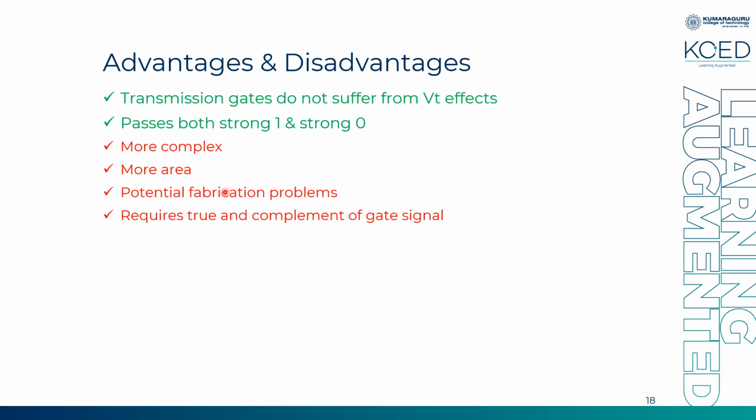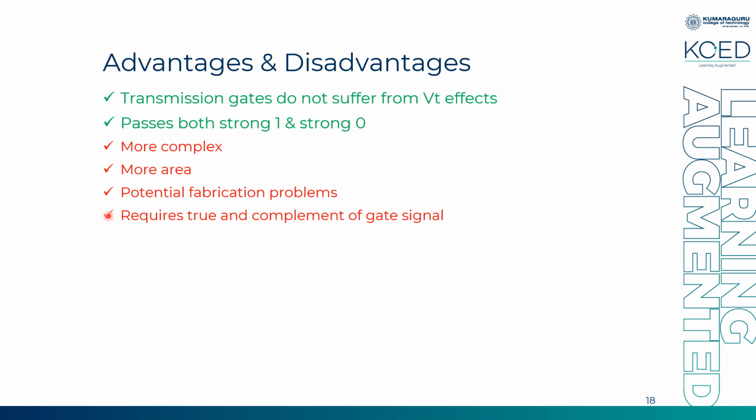More area. Compared to pass transistor logic, here you have more transistors coming into the picture. For example, an XOR gate you have designed using pass transistor also requires only one to two transistors. Here I have four transistors, so area is more.